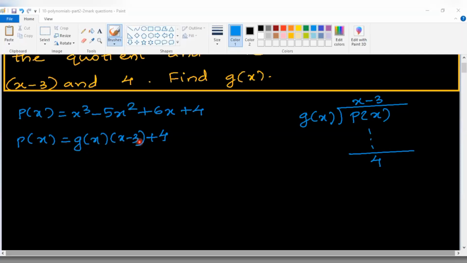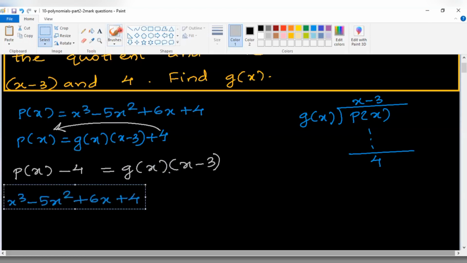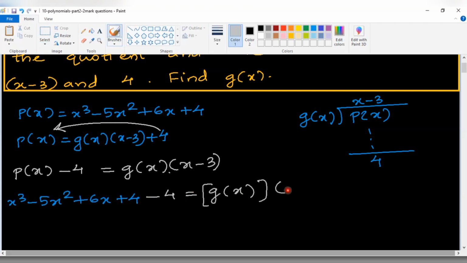Further, what we can do is take this 4 from our right side to the left side. So what we get? P of x minus 4 is equal to g of x into x minus 3. And p of x is this, right? So we have to subtract a 4 from p of x. P of x minus 4 is equal to g of x into x minus 3.